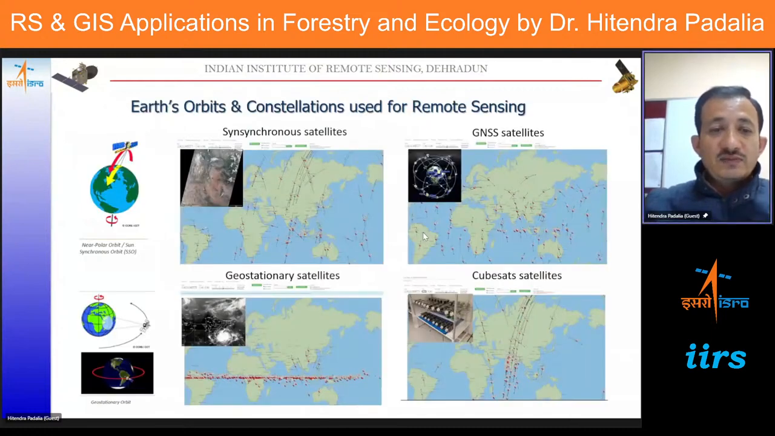As far as the acquisition of the remote sensing data for the forest and the natural areas is concerned, we have a variety of Earth orbits which are used for the purpose. For example, sun-synchronous satellites. Most of the satellites today are in the sun-synchronous orbits. Like we have our IRS series of satellites, LISS-3, AWiFS sensors. They are placed on the sun-synchronous orbit platform.